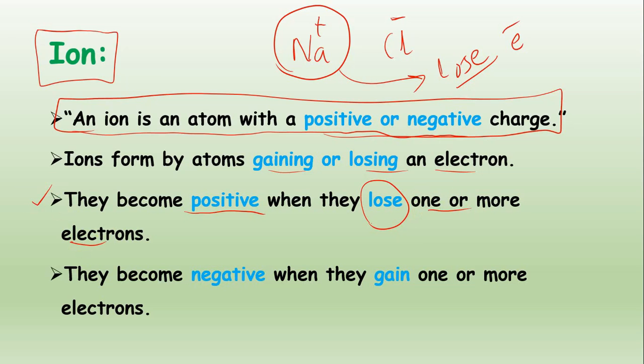Definitely, they become negative by gaining electrons. Look here, the chloride ion is a negative ion, and it is formed by gaining 1 or 2 electrons. If any atom gains 1 electron, there will be only a 1 minus charge. If any atom gains 2 electrons, like oxygen, it will become minus 2. So these were the positive and negative ions.